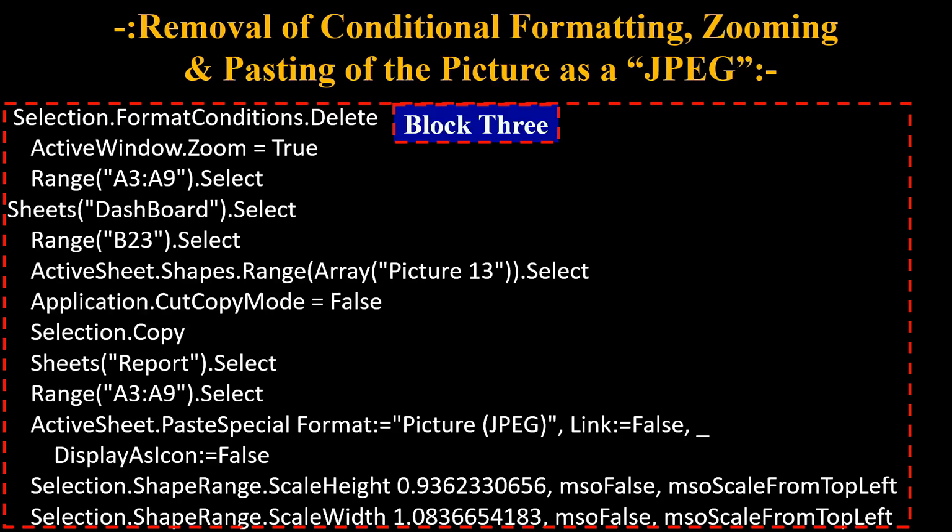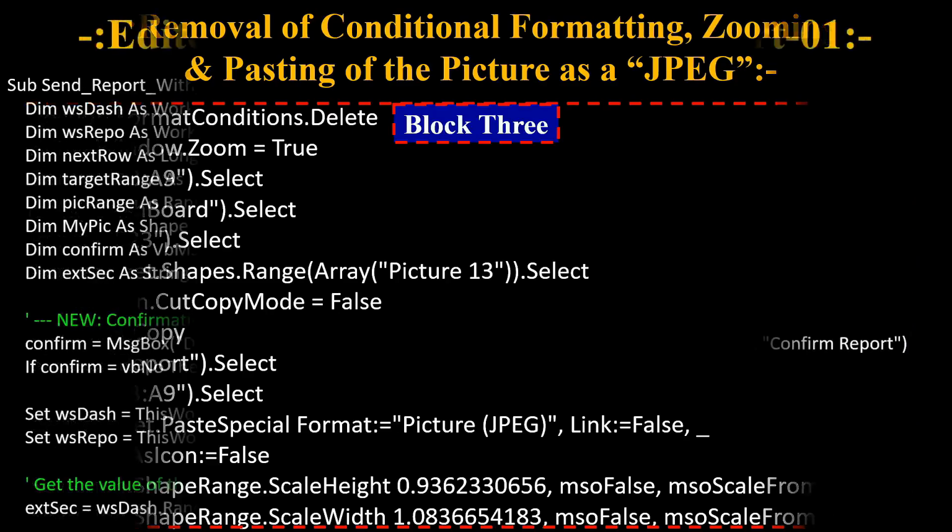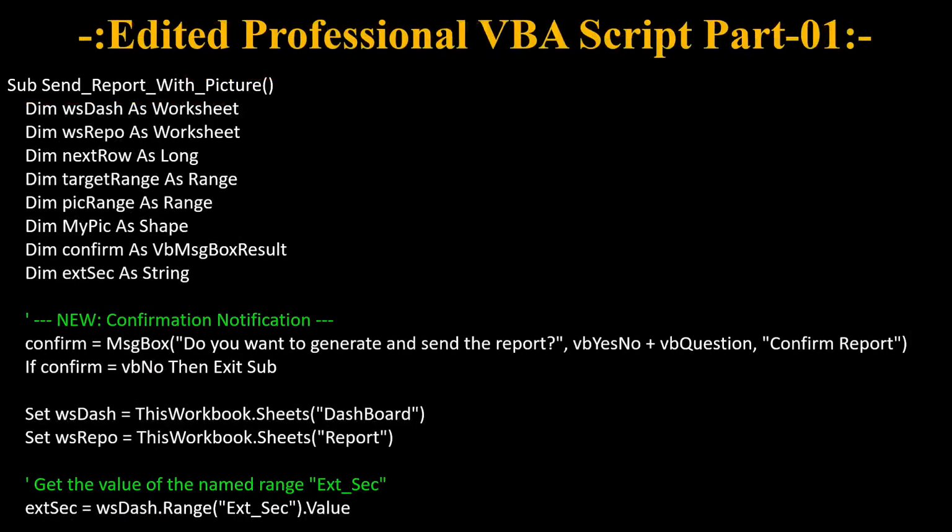Now it is time to break down the professional VBA. To present this clearly on a small screen, I have split the VBA macro into 5 parts. Please tell me in the comments if this is effective for you. The edited professional script, Part 1.